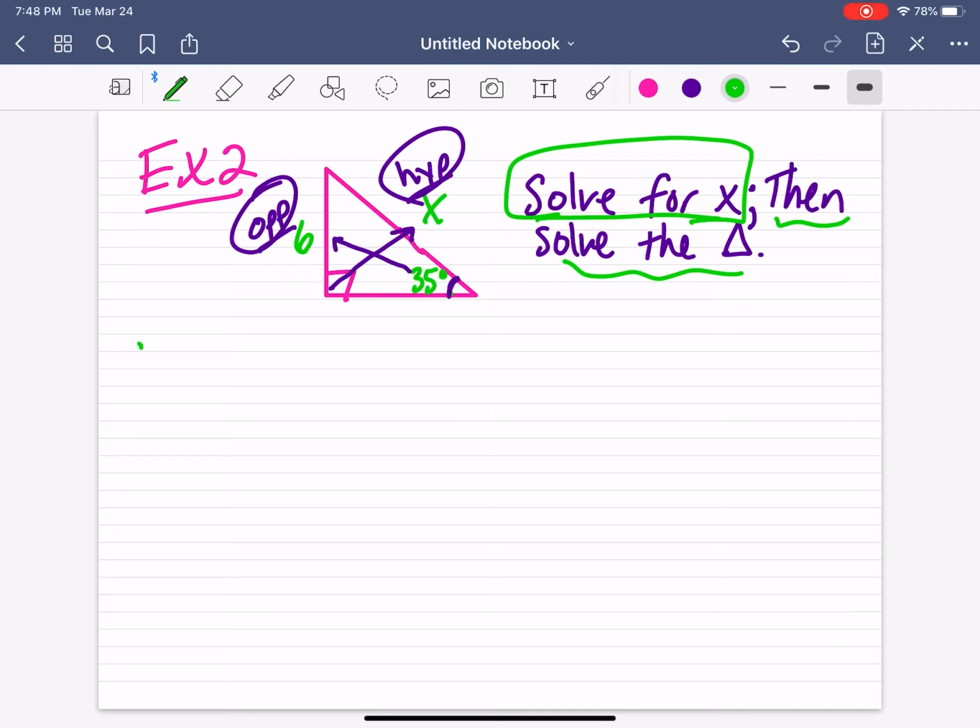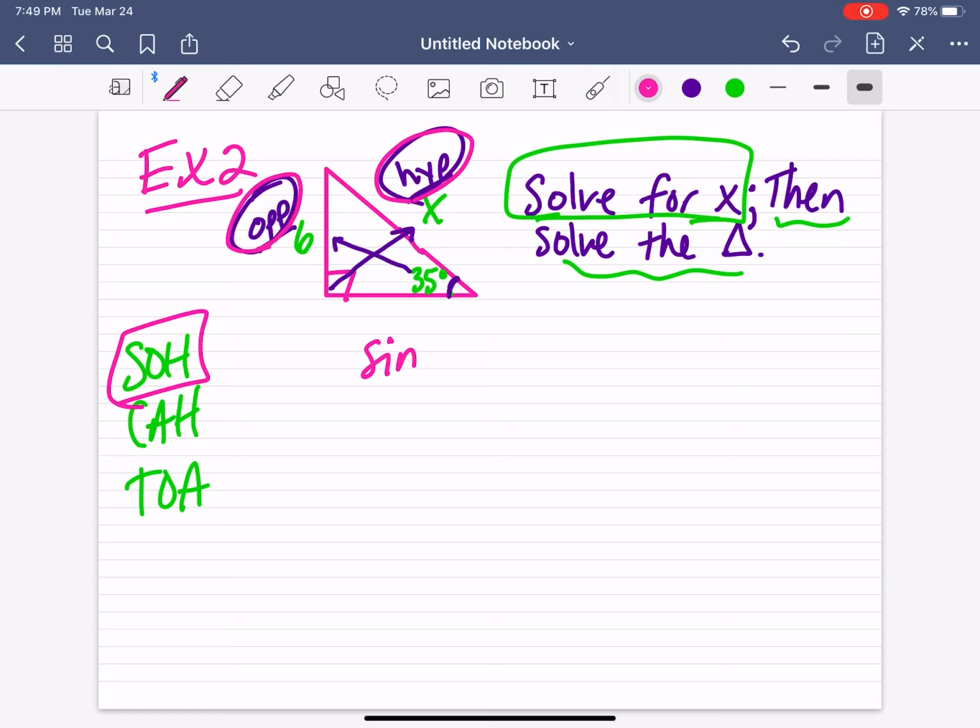So let's write down SOHCAHTOA. Again, we were given the opposite and the hypotenuse, therefore we're going to use sine again on this problem. So the sine of, this time we know the angle measurement. The angle is 35 degrees. So instead of theta, you put 35. So sine of 35 equals opposite, which is 6, over the hypotenuse, which is x.